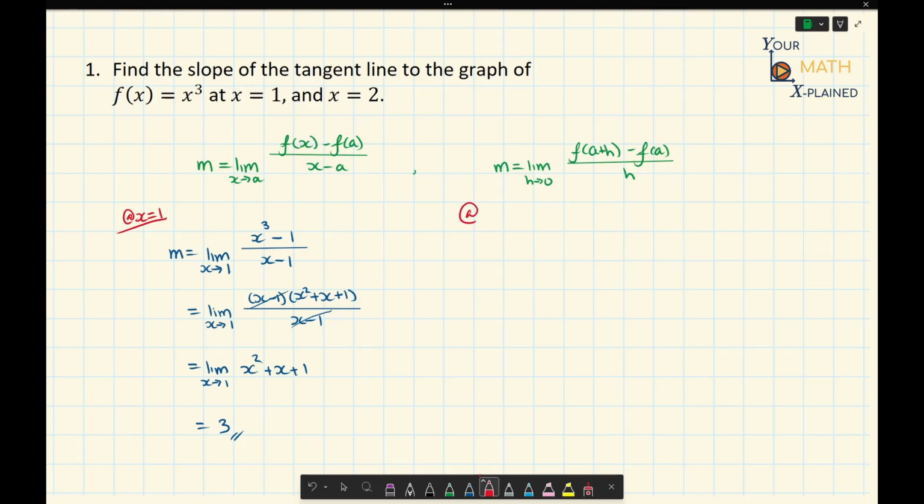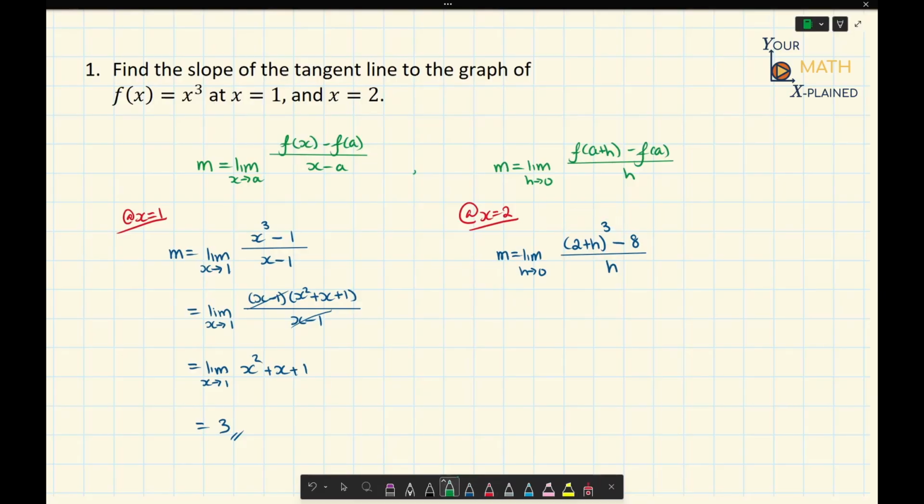And then the second one, that would be for x is equal to 2. And we're going to be using the second formula. So then we get m is equal to the limit as h approaches 0 of, so now f of a plus h, well, our a here is equal to 2. So then this would be 2 plus h cubed minus f of a, which would be 2 cubed, so that'll be 8. And this is over h.